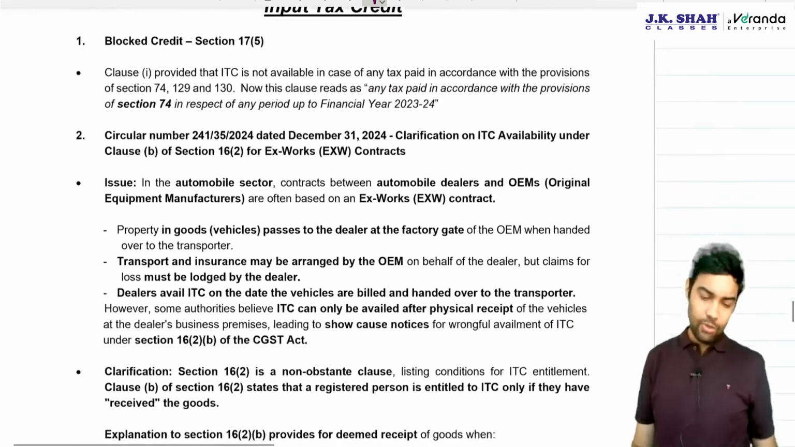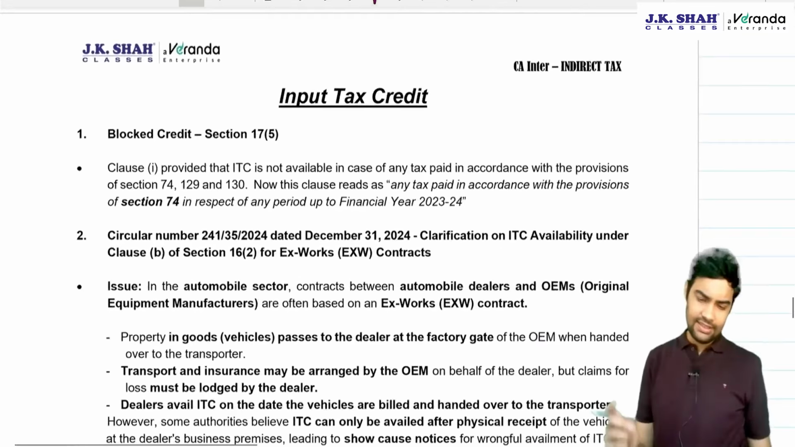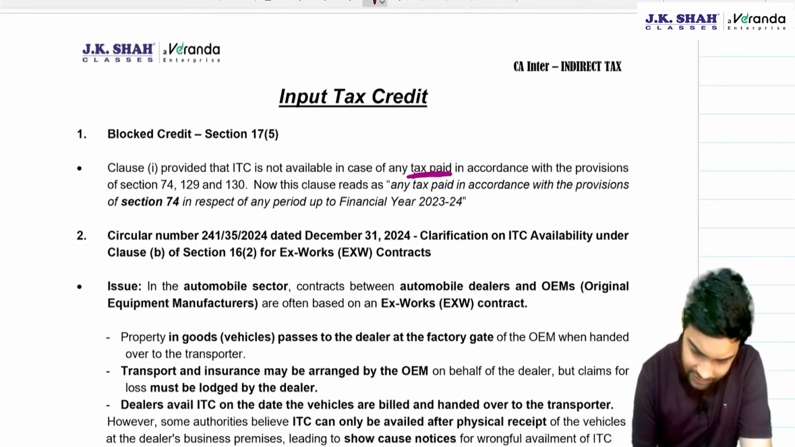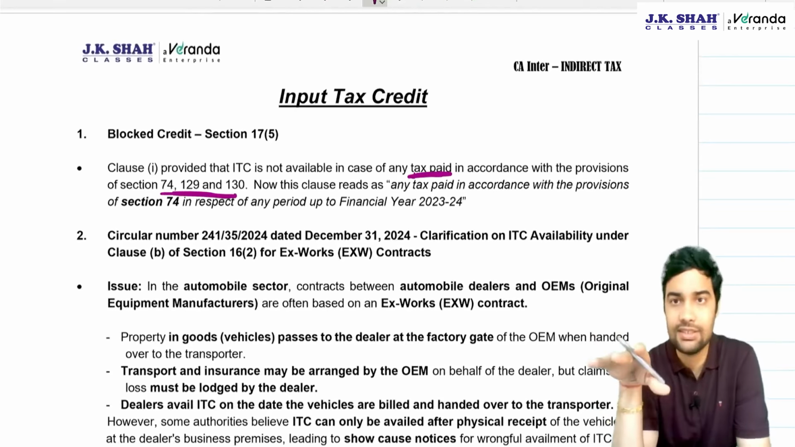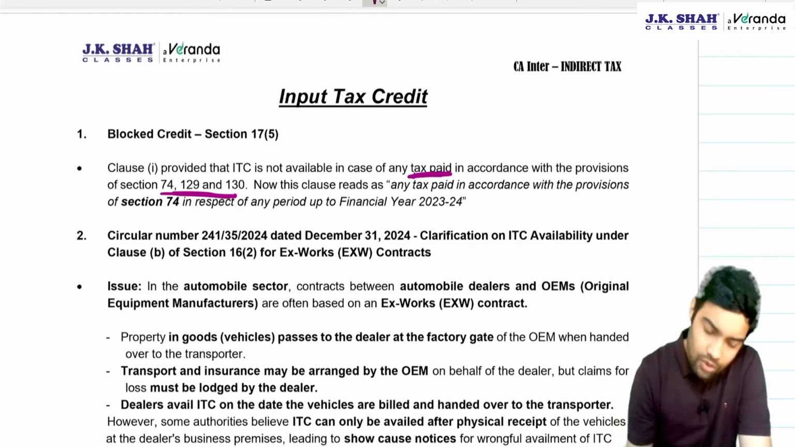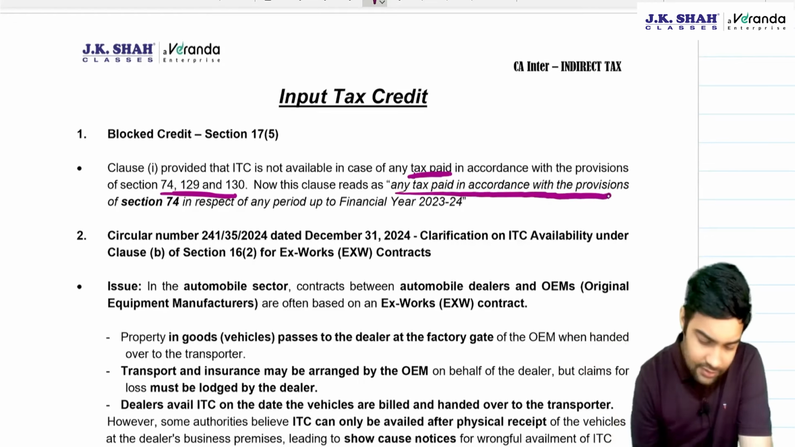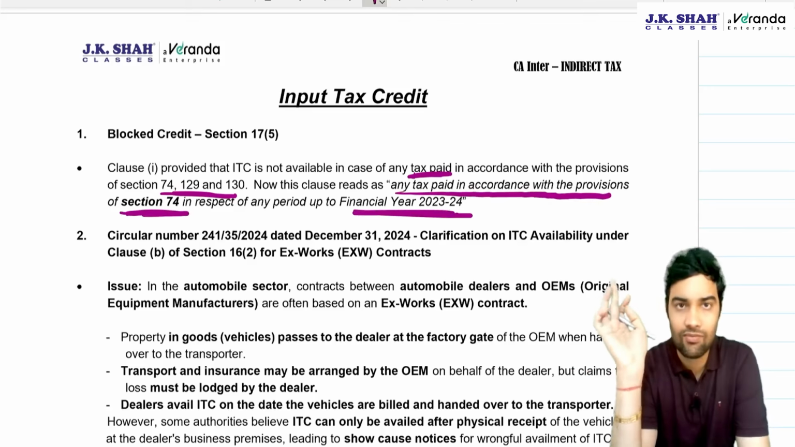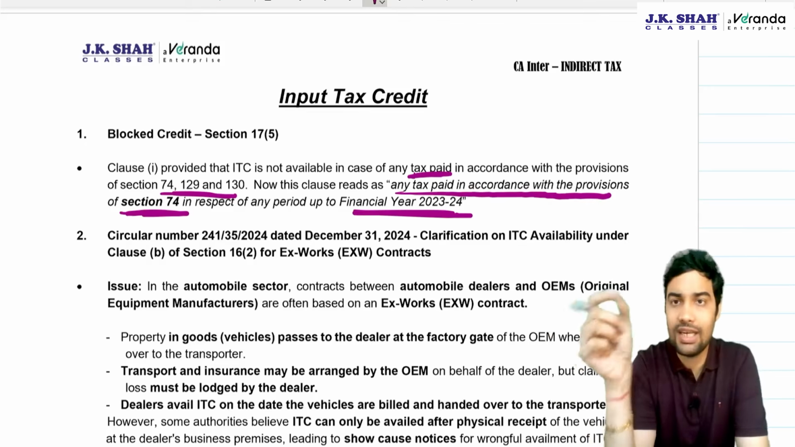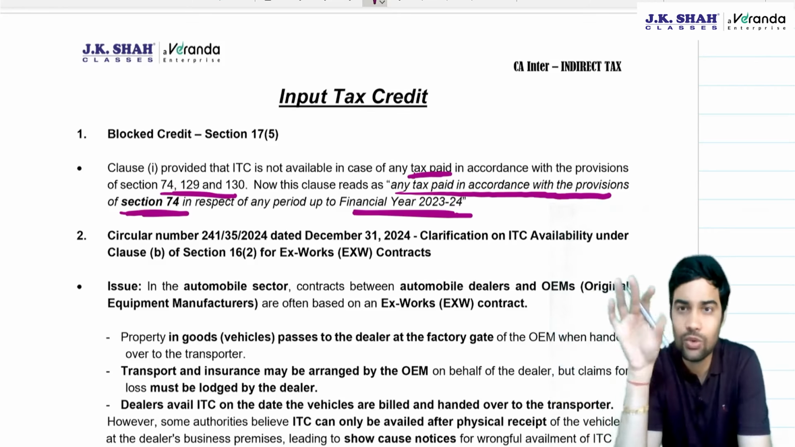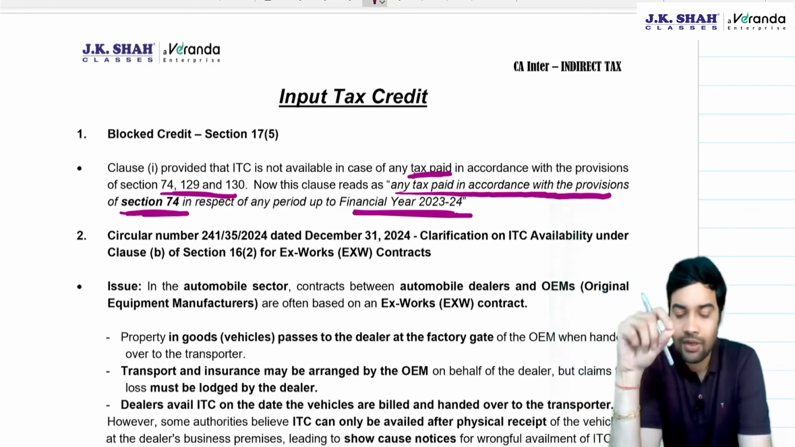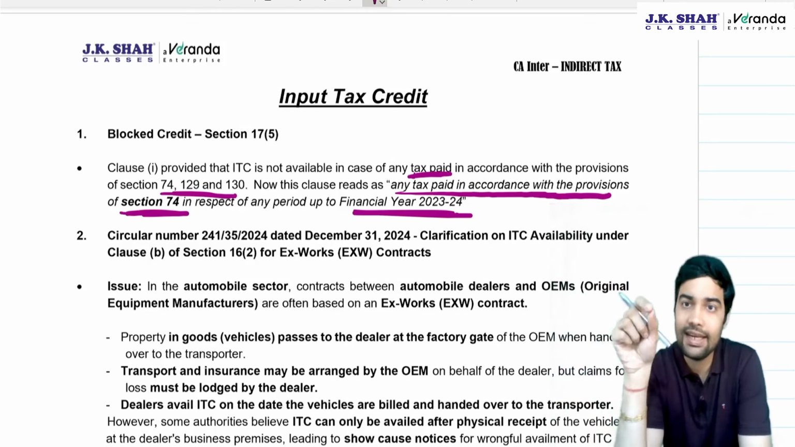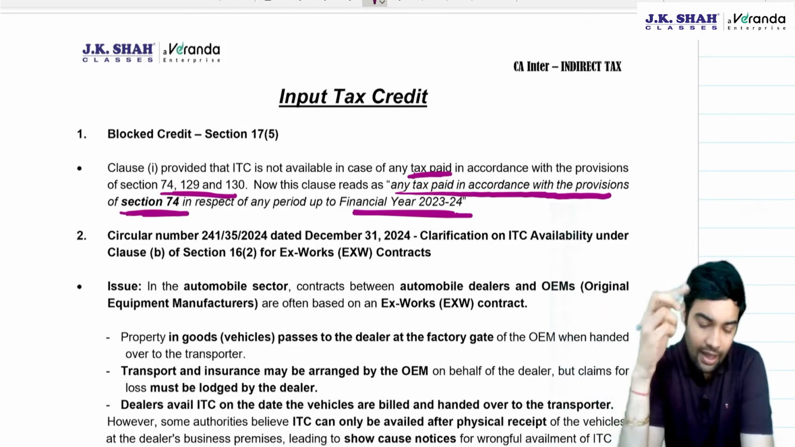Okay, input tax credit, one very small change has happened. There was a point which said tax paid under section 74, 129, no ITC. Now it says any tax paid under section 74 to financial year 20. Because there is one new provision added, 74A, that anyways you read at CA final. But if tax is paid under section 74, then for ITC it will be block credit.